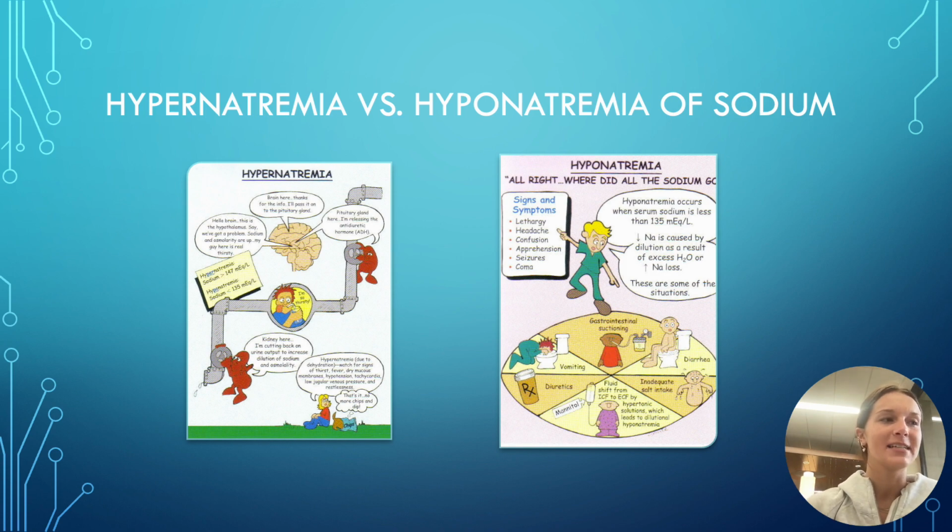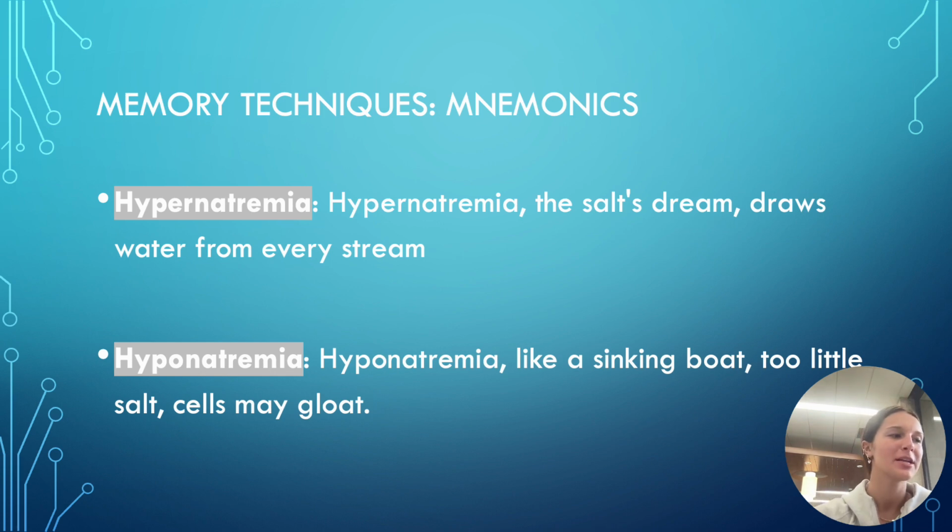Some mnemonic devices to help remember these terms are, for hypernatremia, we can say: hypernatremia, the salt stream, draws water from every stream. Hyper means excessive or too much. Think of hypernatremia as hyperactive salt. Another mnemonic we can use for hyponatremia is: hyponatremia, like a sinking boat, too little, cells may float. Hypo means below or less. Think of hyponatremia as hypoactive salt.